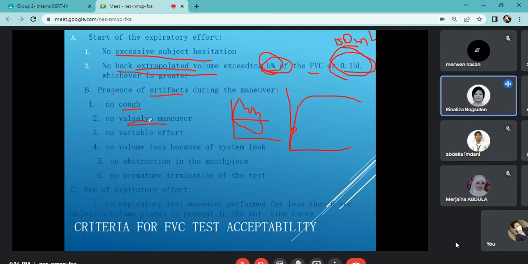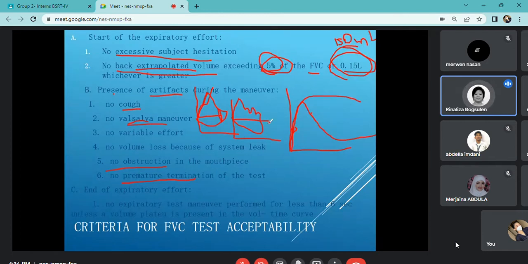Okay? Obstruction in the mouthpiece. Okay, sabi ko, common causes of obstruction is actually your dentures or the tongue. So you instruct your patient, place the tongue under the mouthpiece. Tapos tanggalin yung mga dentures. Okay? No premature termination of the test.